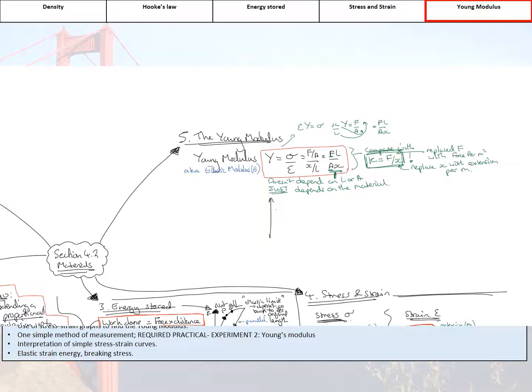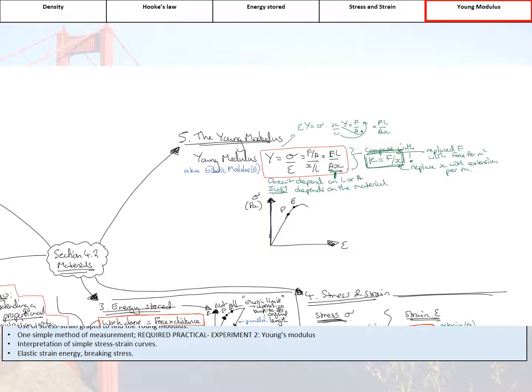If you plotted a graph of stress against strain, it would basically look exactly the same, and that's going to be measured in pascals or newtons per meter squared. It's going to look exactly the same as our force extension graph. We're going to have our limit of proportionality, and a little bit later on we're going to have our elastic limit, which is the point at which it doesn't go back to its original length.